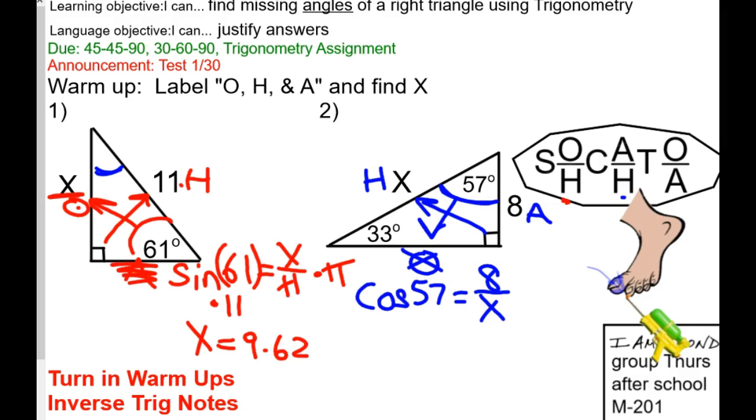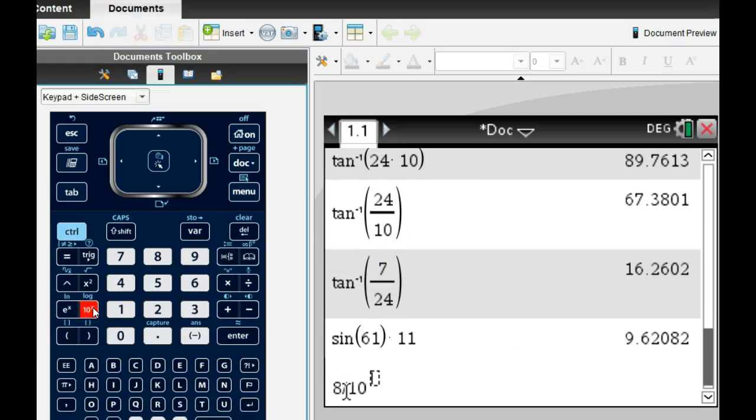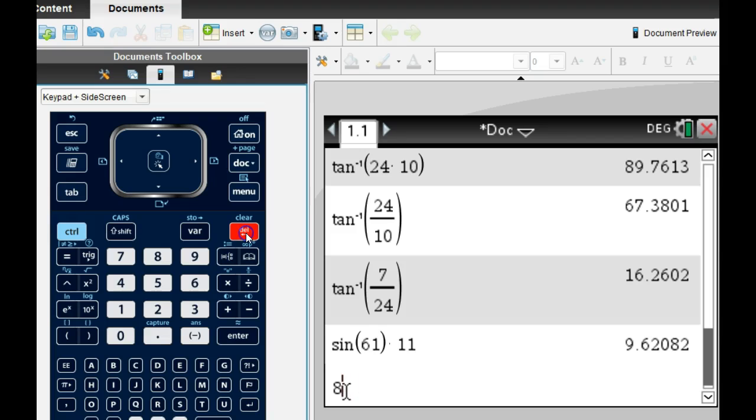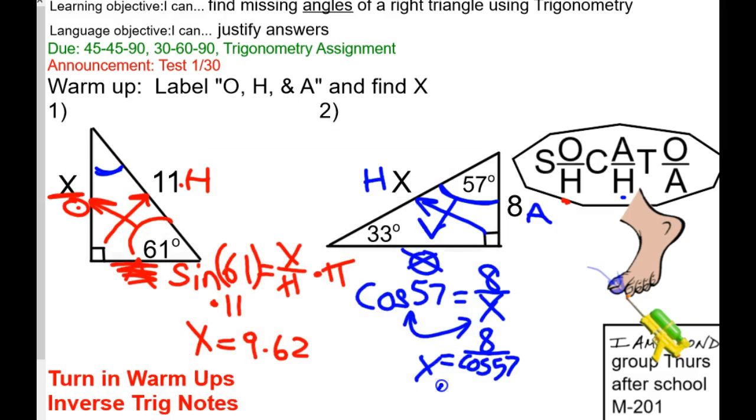What was my trick when X is on the bottom? Switch the trig with the denominator, the X on the bottom. So this goes down, X goes to the left. So X equals 8 still on top over cosine 57. Let's go to the calculator. What is 8 divided by cosine 57? 8 divided by cosine 57 is 14.89. Okay, so that means this missing side over here is 14.89. Cool.